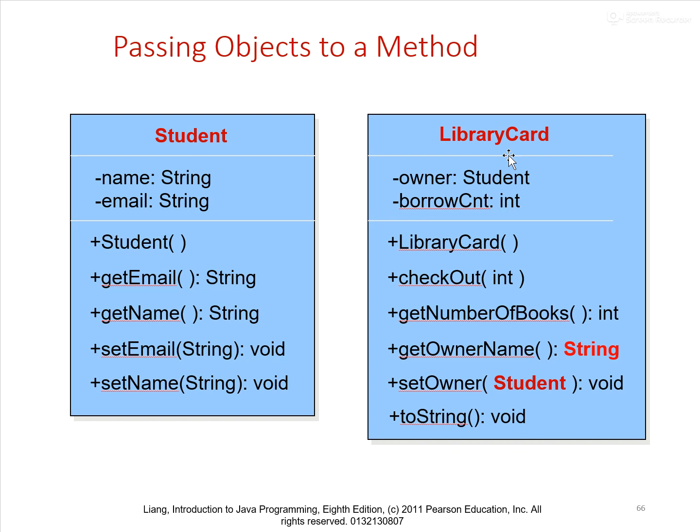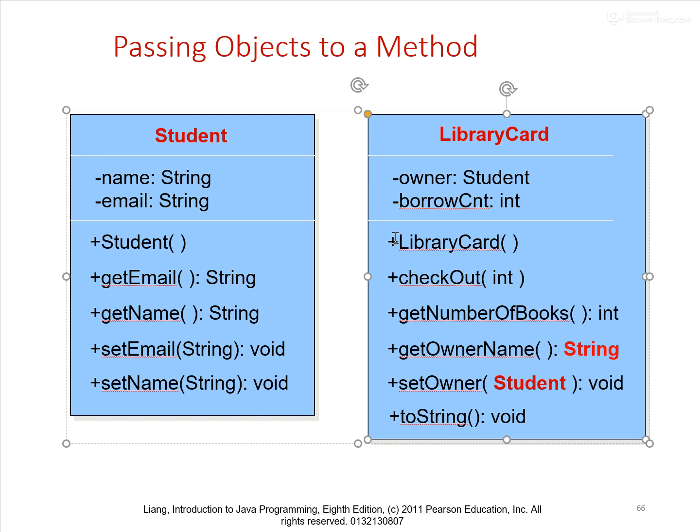But then we have this library card class. An object of the library card will represent an account at the library, and it has also two data members. The first one is called owner, and the owner is, check this out, an object of the class student. And then we have a borrow count. This is basically the number of books that have been checked out from the library, and that is an integer. Both of these data members of the library card will also be private.